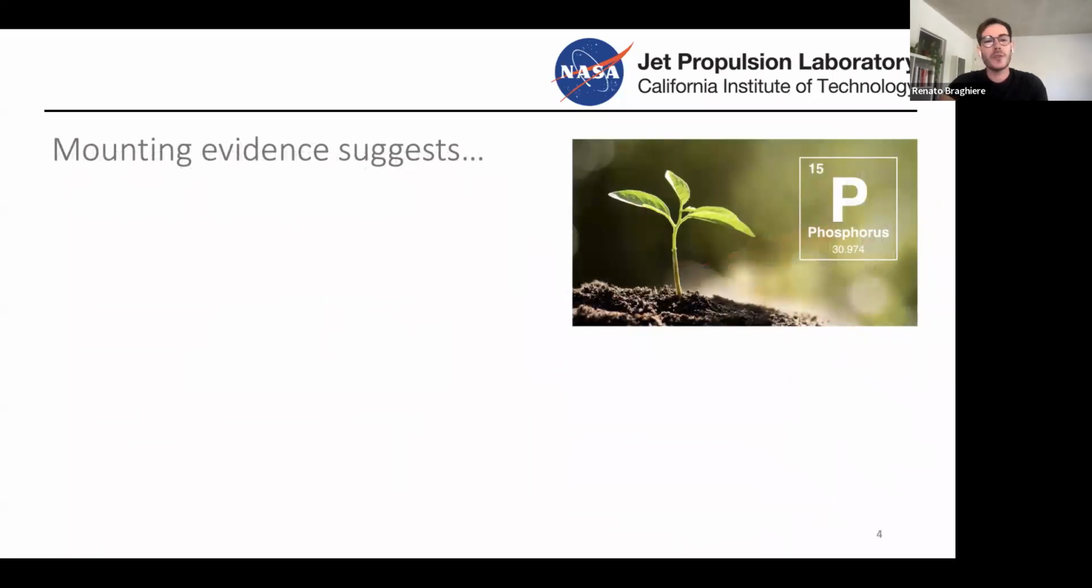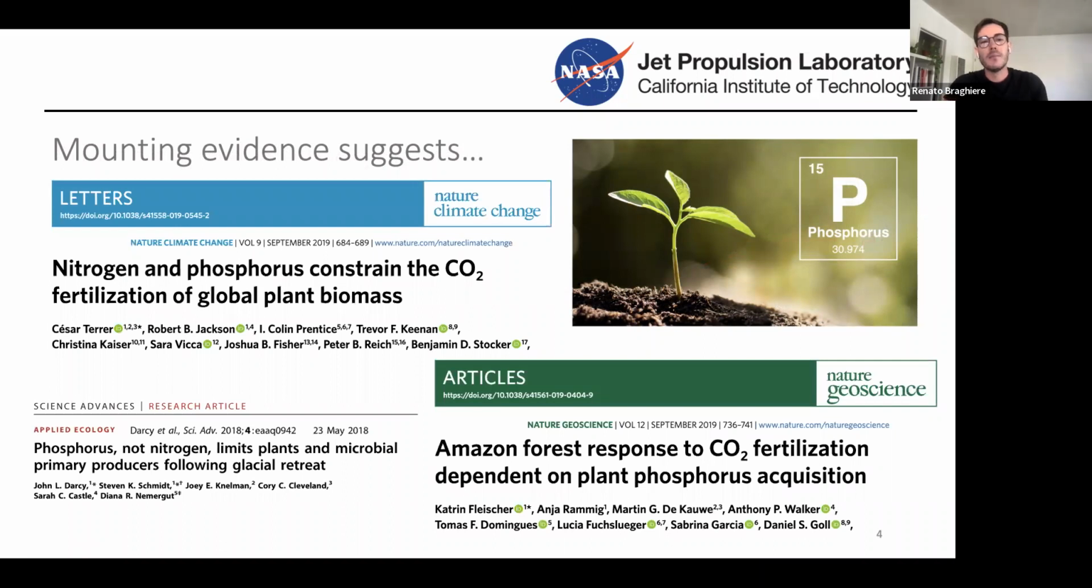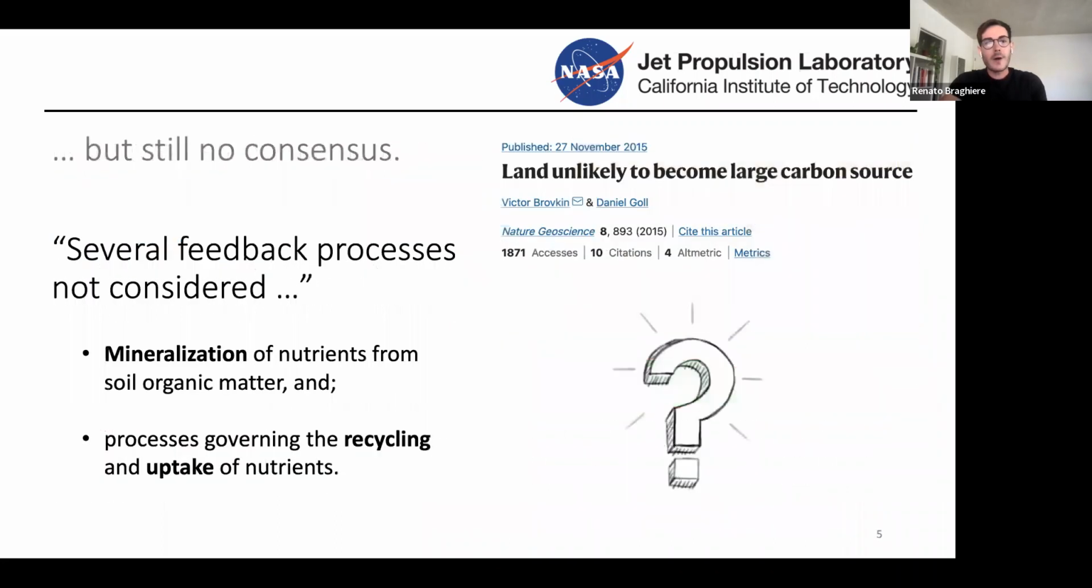Well, in the past few years, we have been seeing more evidence suggesting that nitrogen and phosphorus do constrain the CO2 fertilization effect and global plant biomass. And phosphorus is particularly important for tropical forests. Tropical forests are the hot spots of productivity of global photosynthesis, and tropical soils are relatively poor in phosphorus. So we have some in situ evidence suggesting that phosphorus does limit photosynthesis. Now, we still don't have any consensus over that question.